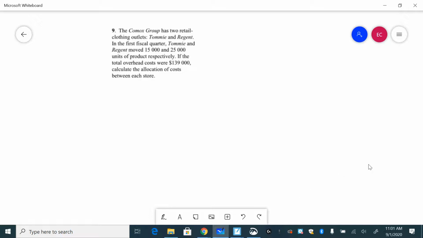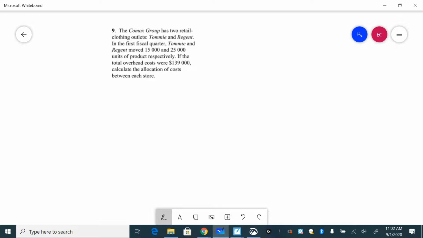All right, this is number 9. So let's read this through. So we've got in the first fiscal quarter, Tommy and Regent moved 15,000 and 25,000 units of product. If the total, there's the key word total. So as soon as you see total, looks like we're doing a prorated question. So we're going to have to add an extra column.